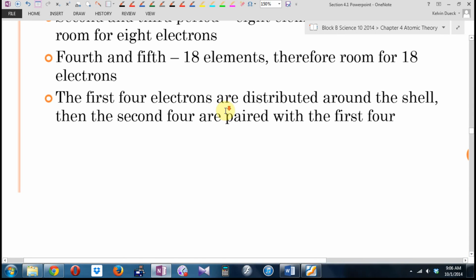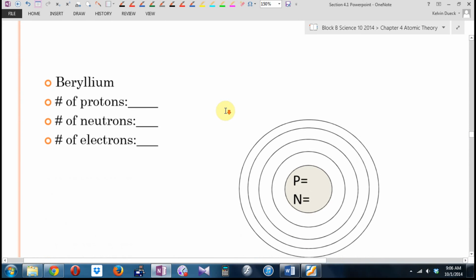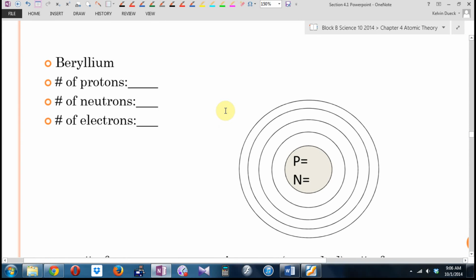Okay? So I think we're going to practice drawing some of these. As part of your homework today, you will be asked to draw some Bohr diagrams. Maybe not today. I might not get to it until I see you guys on Friday.